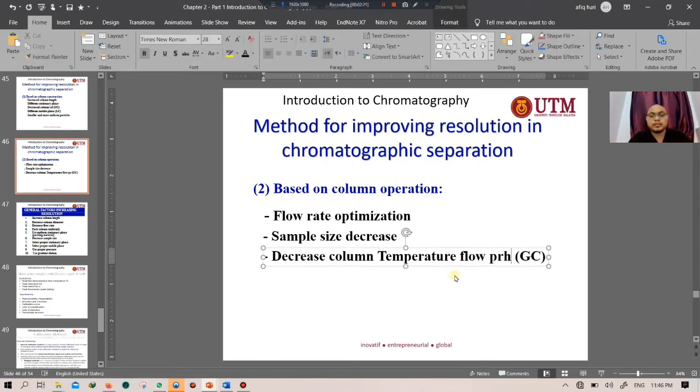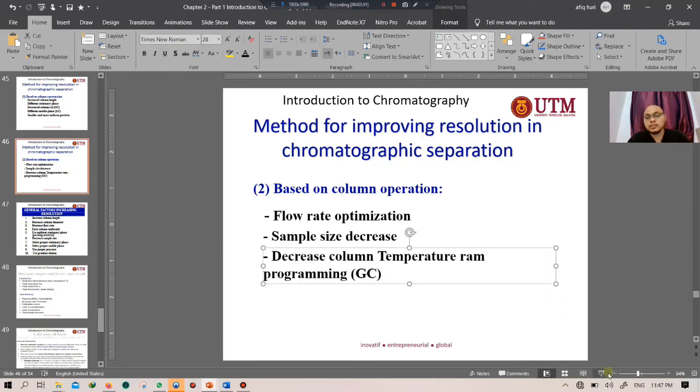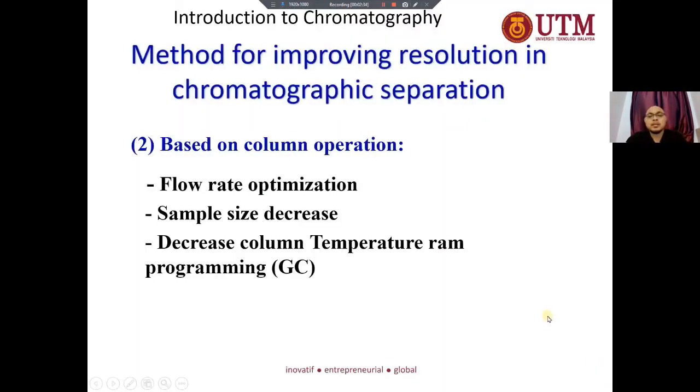Programming. Not flow, RAM programming. Okay. If we are using GC, we can improve the separation if we are using low column temperature RAM programming.